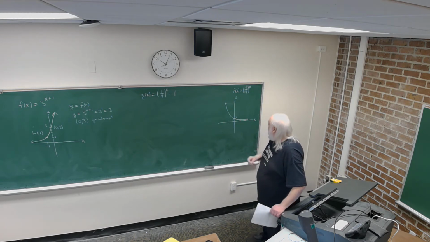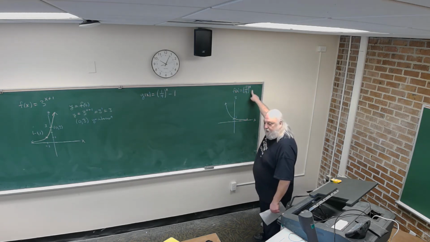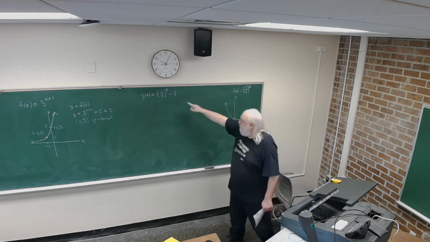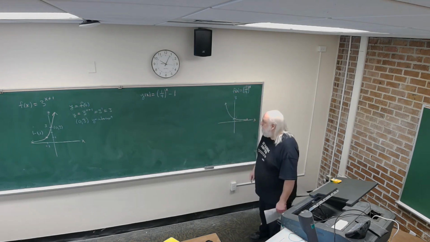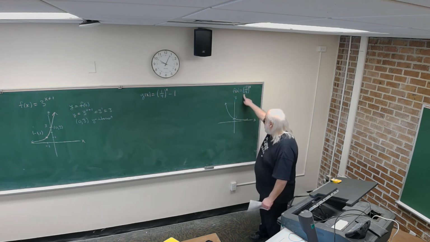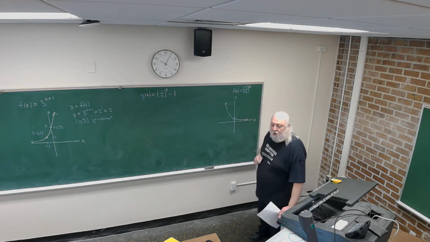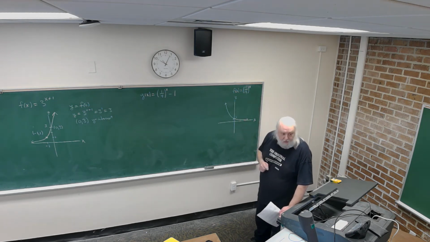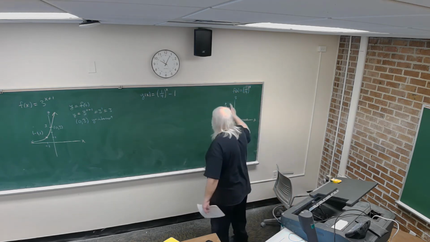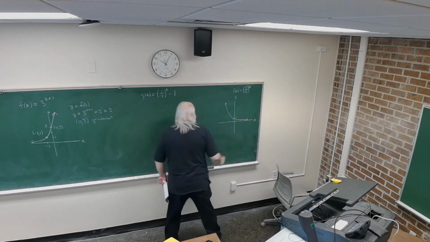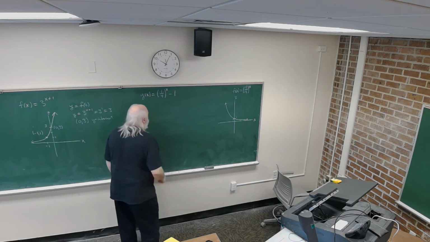Okay. Now, if I subtract 1 from the right-hand side to get the function g of x, the graph of g of x is the graph of f of x shifted how? Down 1. Down 1, yeah. So when we subtract 1 from the right-hand side, it shifts the graph down 1 unit.